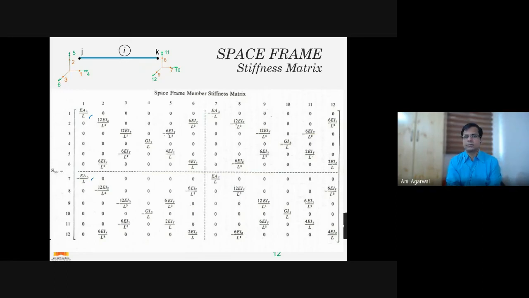Accordingly, similar terms can be placed on the other side. Right. Does anybody have a problem with how these terms came about? You have to introduce only unit deformations in 7, 8, 9, 10, 11, 12. And accordingly, you have to populate the terms corresponding to all 12 force degrees of freedom. Okay. So this is how you can develop the 12 by 12 stiffness matrix for a space frame member.